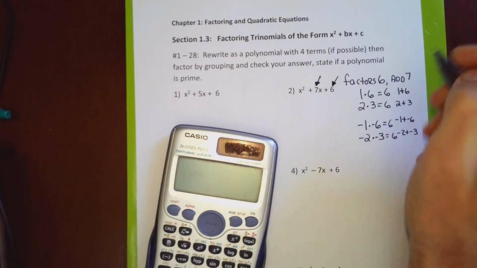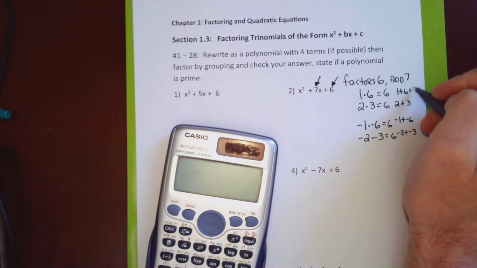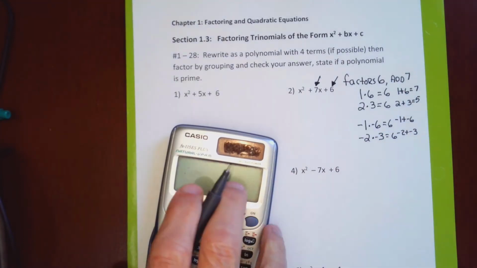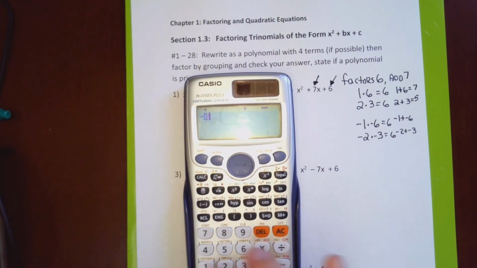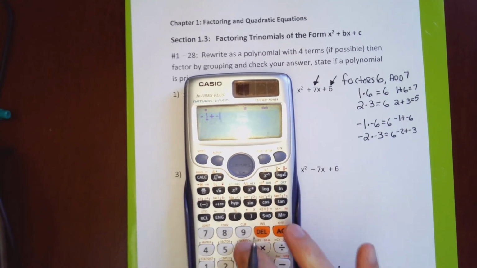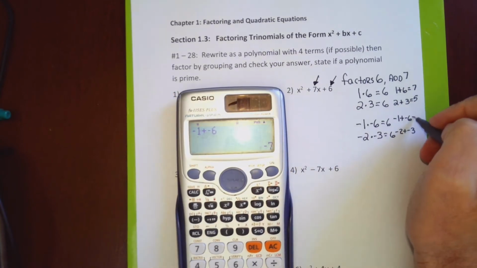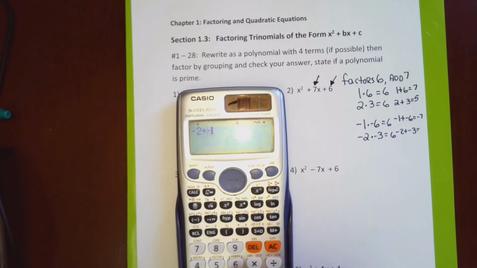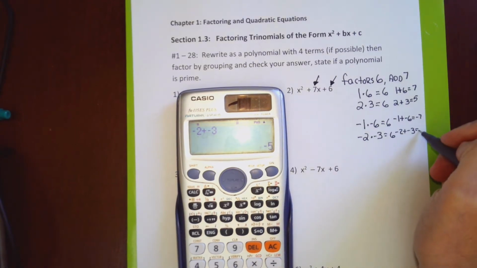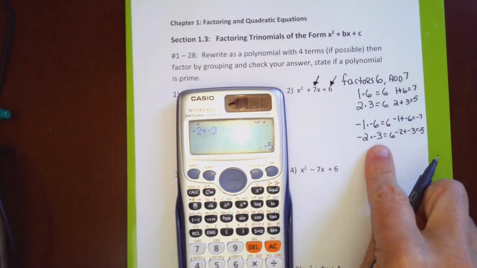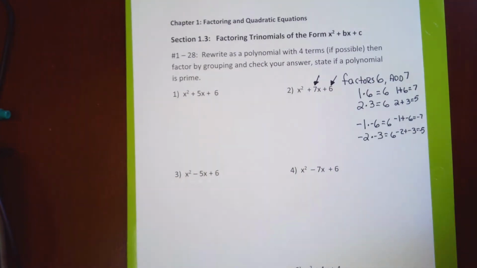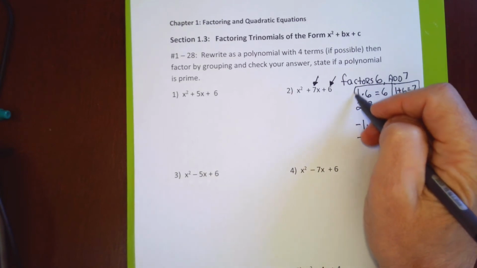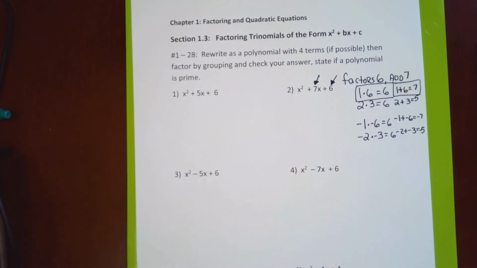I don't really need to do all this, but for the first problem I want to. When I add 1 and 6, I get 7. When I add 2 and 3, I get 5. When I add -1 plus -6, I get -7. And when I add -2 plus -3, I get -5. I look at all the factors of 6 and find the pair that adds up to the number in the middle, 7. So these are the factors of 6 that I'm going to need.